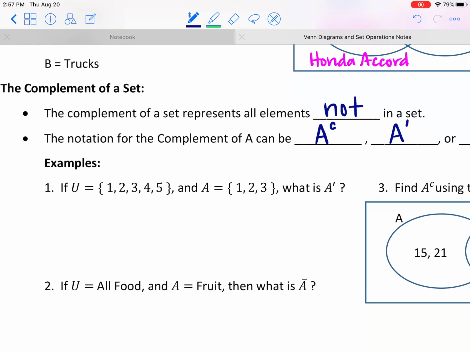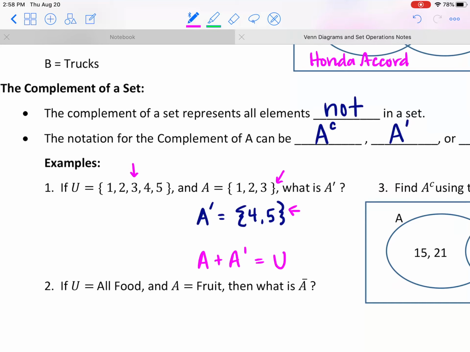Okay, so we said that A is 1, 2, and 3. The complement of A, A prime, well, let's use A prime since they used it here, would be what's not in A, but in the universal set. So what's left over would be 4 and 5. And what should happen every time is that a set and its complement make up the entire universal set. So if you were to put together the elements from A and the elements from A prime, what you get is the universal set.